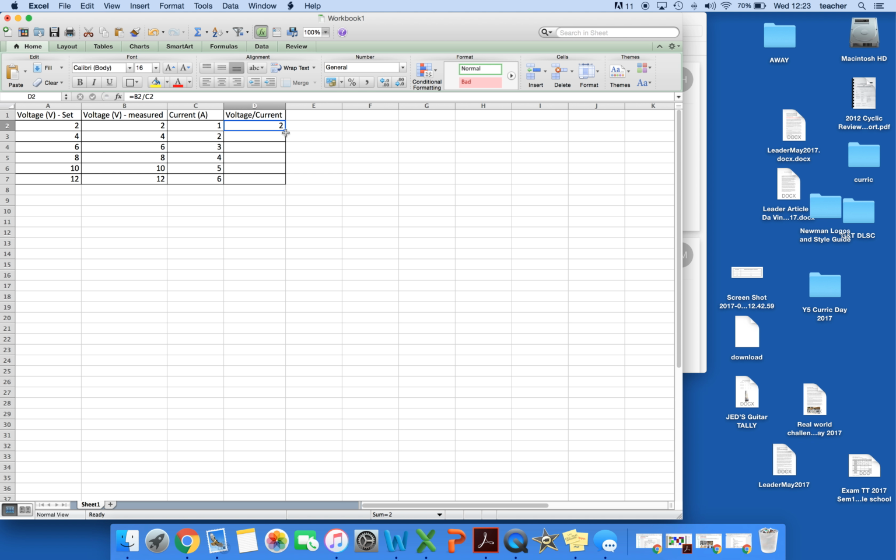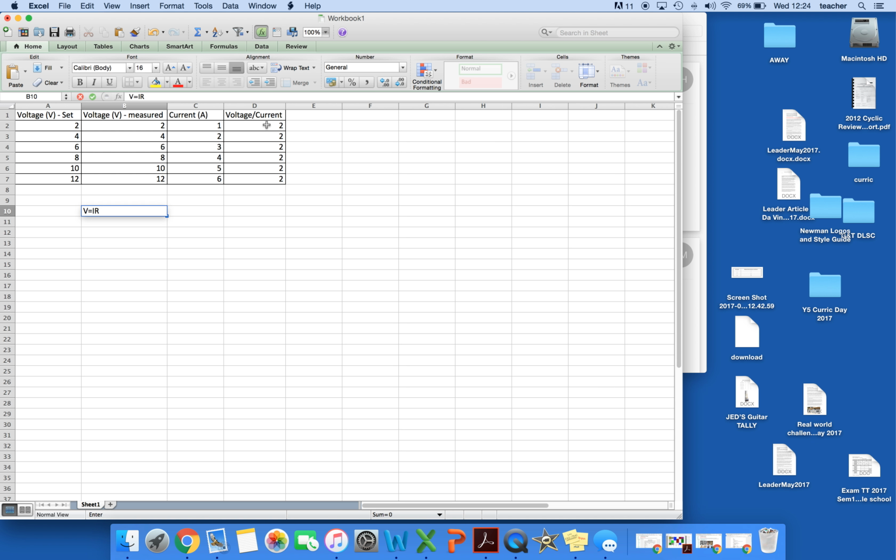I think that once you've done that, one of the interesting things that you should find is that if you now drag down and do that same calculation for 4 volts, 6 volts, 8 volts, 10 volts and 12 volts, using the measured results, what you should find is that the voltage divided by the current should give you a constant. This basically shows us Ohm's law, which states that the voltage equals the current multiplied by the resistance, and that is basically what you have done in this column. You've shown what the resistance is for that resistor.